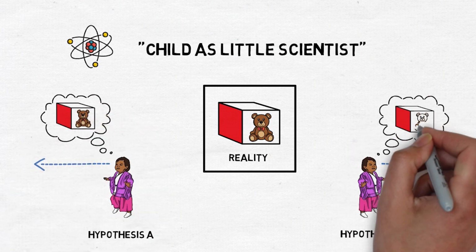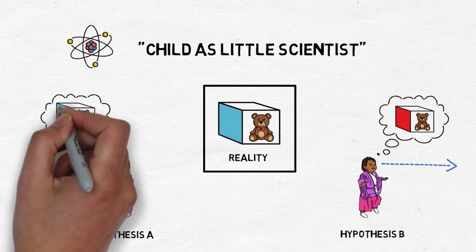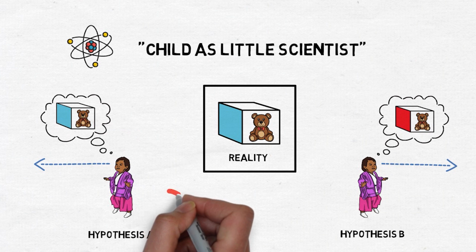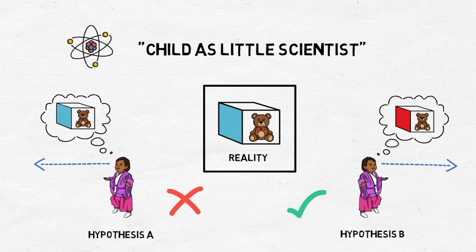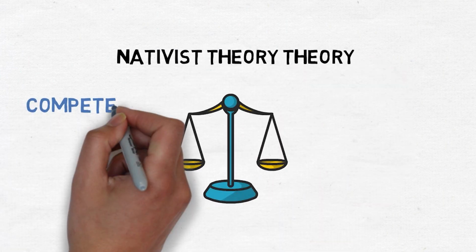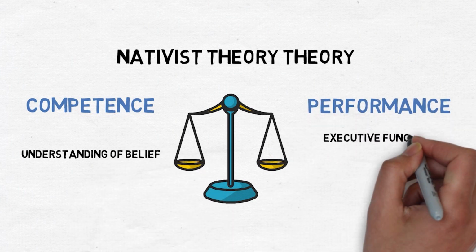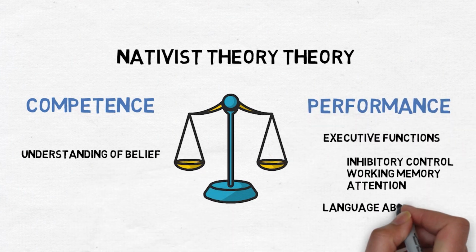On this view, children under the age of 4 fail the false belief task because they have not acquired a fully fledged theory of mind. On the other hand, theory theorists who argue that our theory of mind is innate rather than learned would argue that younger children's understanding of belief may be masked by performance factors due to limits in their executive functions or language abilities.